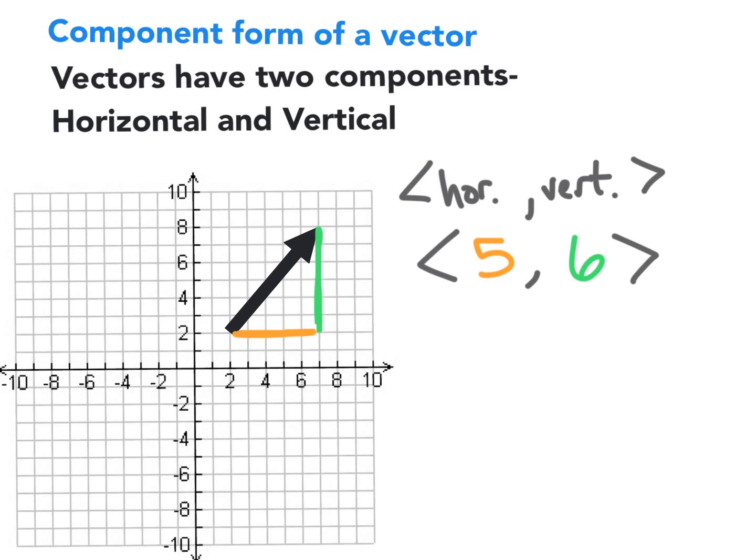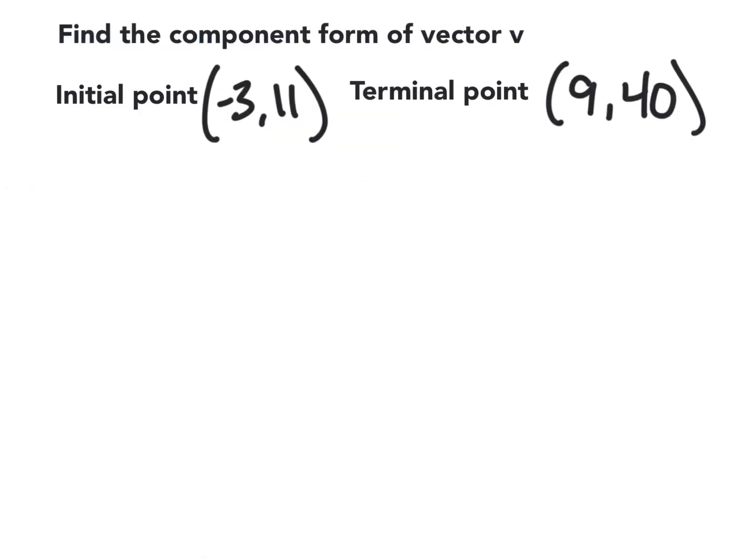And now thinking back to what we were talking about earlier, if we move this to the standard position of a vector, look where it ends, right at 5, 6. And so let's write the component form of this vector v. It has an initial point at negative 3, 11 and a terminal point at 9, 40.